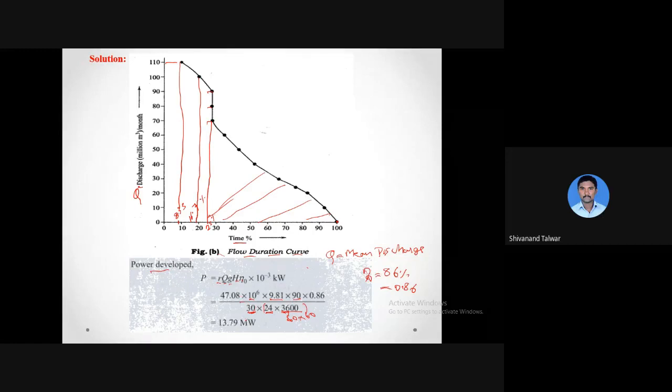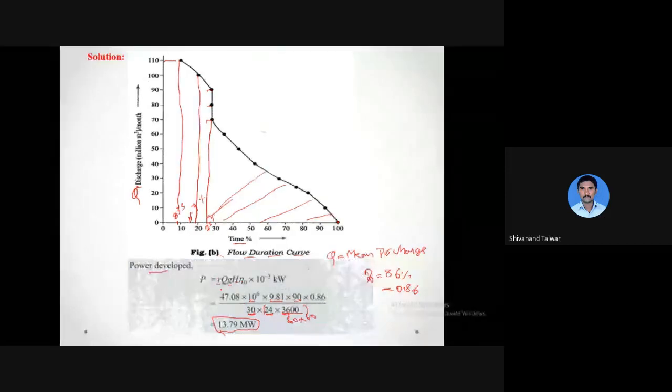Then we will get the value 13.79 megawatt. Okay, so then you can say, where did rho go? Rho density is how much? We know that density is 1000 kg per meter cube. Since I will be multiplying here 1000, that is rho, and since I have to convert to kilowatt, I will be dividing by 1000. So this will get cancelled. So finally, we will be getting this one, 13.79 megawatt.